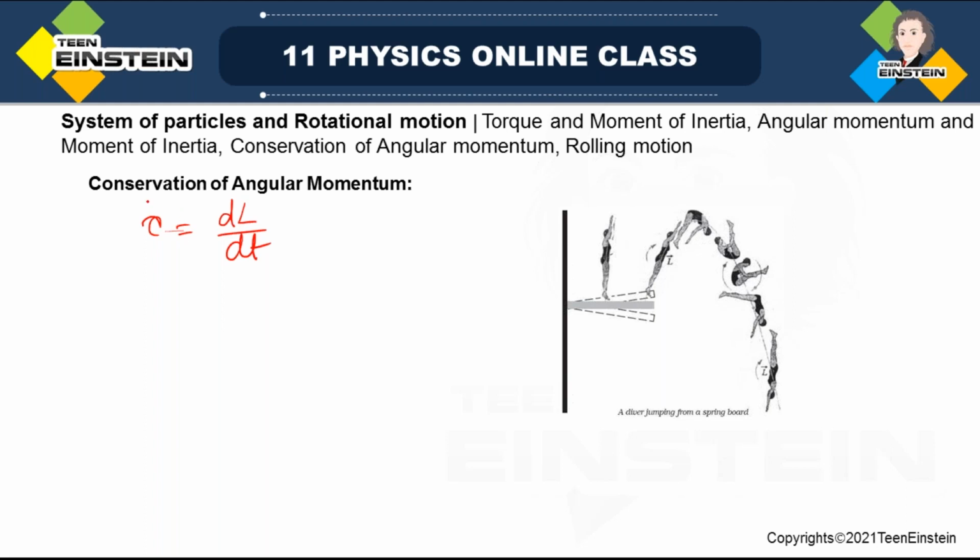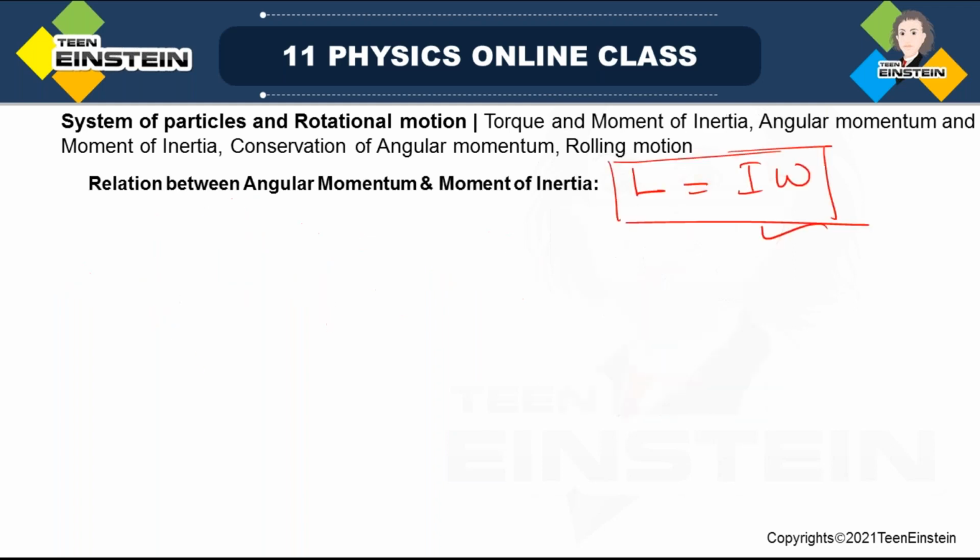So I'll write what I said. If the external torque is zero, then this implies dL/dt is zero. If this is zero, then this must be a constant quantity, which gives you L is equal to constant.